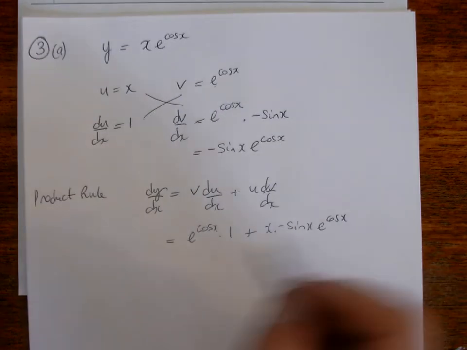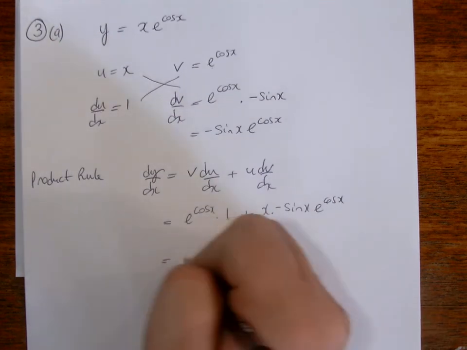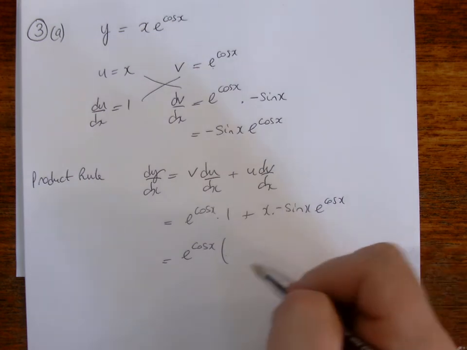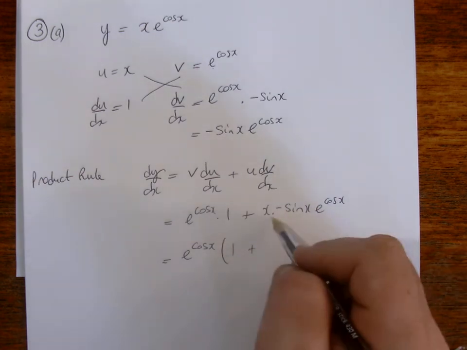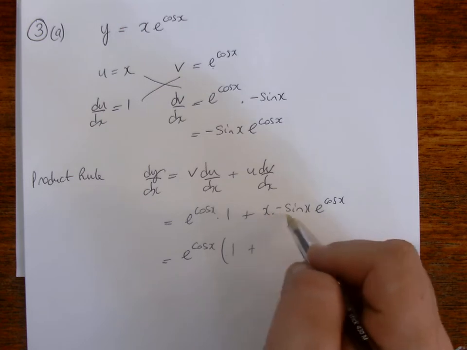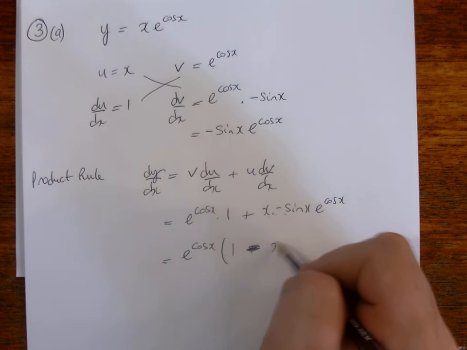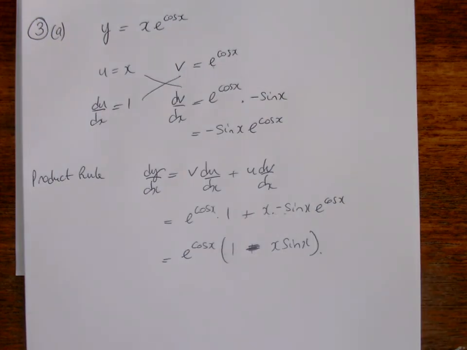Okay, and what you'll see then is this e to the cos x is a common factor there. So we have e to the cos x extracted, times it by 1 to get that, and times it by, what have we got here? Well, that's minus, it's going to be, isn't it? Minus x sin x, you've got to times it by, so I need to change that to a minus x sin x. Okay, and there's our answer.